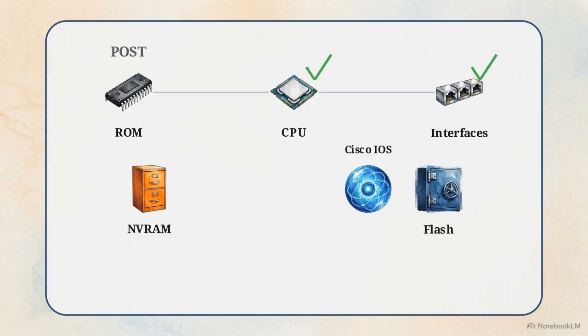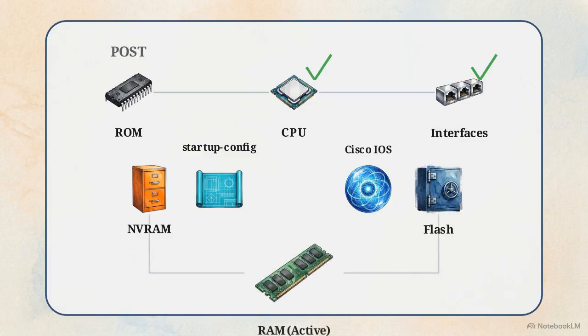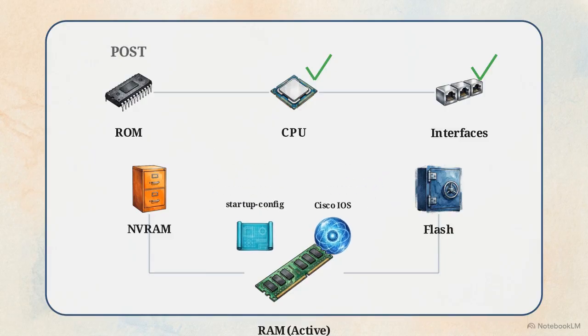Here, NVRAM, or non-volatile RAM, comes in. Unlike the flash vault, NVRAM is a small, specialized filing cabinet holding your personal saved settings. We call these the startup config, acting as an explicit blueprint of rules for the OS. The router needs a place to execute these instructions. That happens in RAM, the high-speed central workspace for active routing.